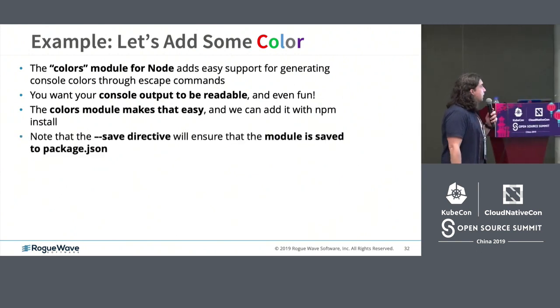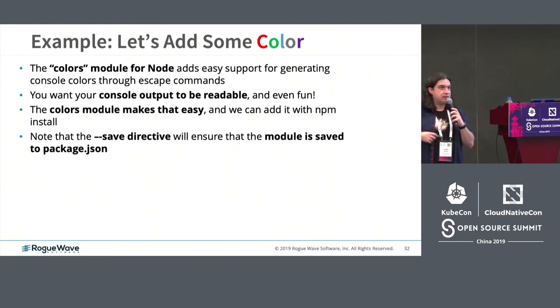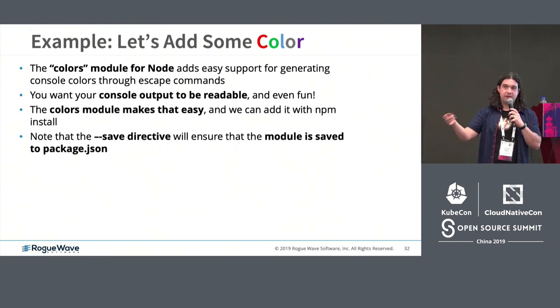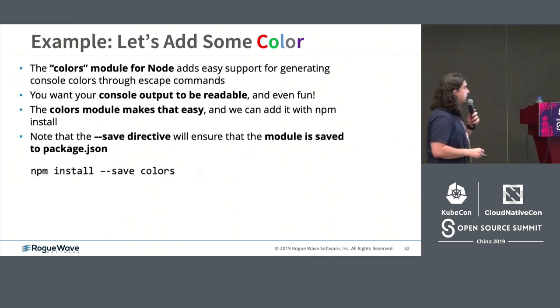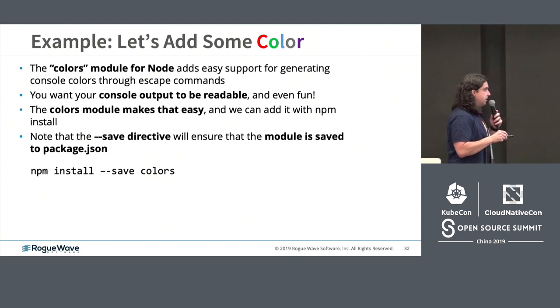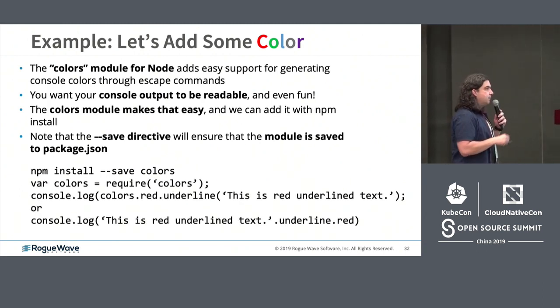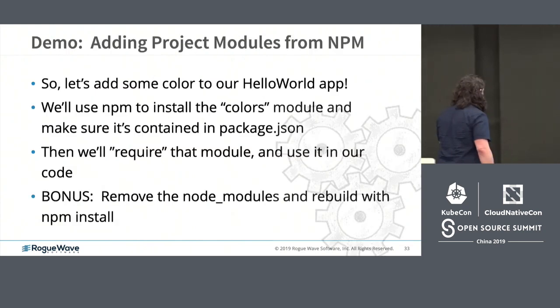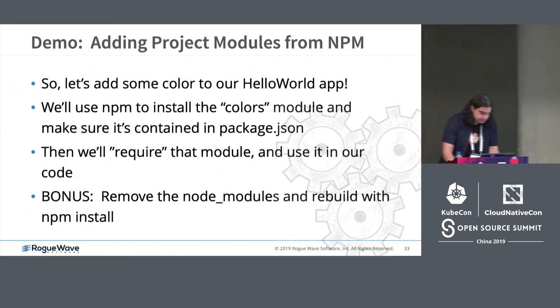If we run npm install --save, that will actually make sure this module is saved to package.json so that when we distribute it to our production environment and we run npm install, those modules will be downloaded into our environment. So here we're just saying npm install --save colors. And then in our code, we can now require the colors module. And now we can use this syntax to make something like red and underlined. So let's take a look at that real fast, and then we'll wrap it up.